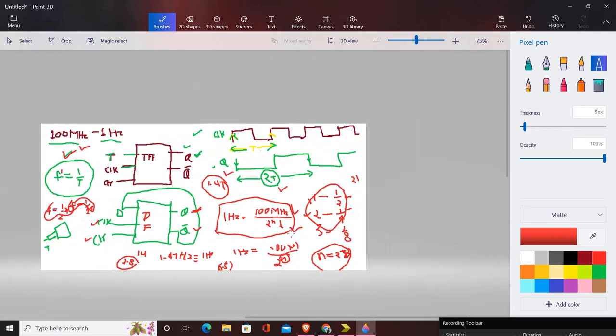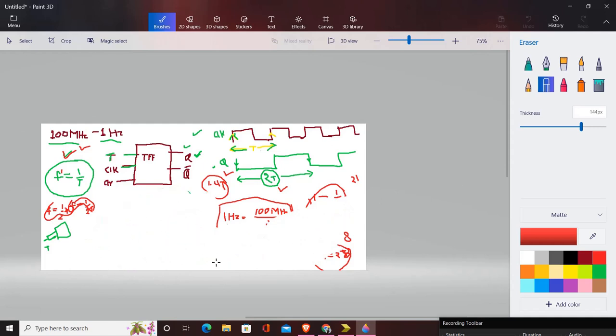So coming to the final conclusion, I'll clarify some points. We need to convert our frequency, 100 megahertz into 1 hertz. We need a flip-flop. Basically it is a logic circuit that helps to divide the frequency. Like I am showing here, when the input is t, then the output is 2t. So here the time is doubled, and the frequency is half. So using this logic, the flip-flop is used to divide the frequency.